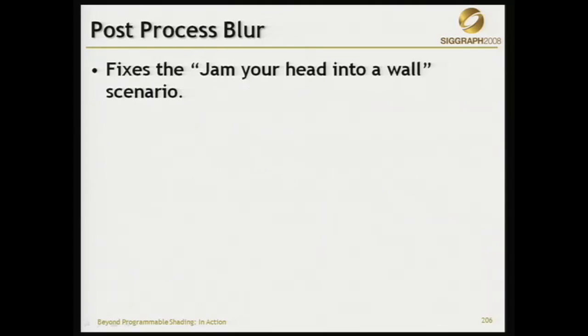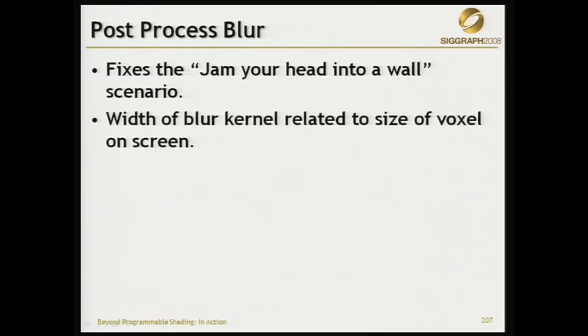To fix the situation where you can jam your head into a wall and see the pixelated voxel cubes, which I'm sure a lot of people are concerned about when people say voxels, what you can do is use a post-process blur where the width of the blur kernel is related to the size of the voxel on the screen, which is really easy to compute since you already know which node is at a particular pixel since you wrote that out instead of a color earlier.